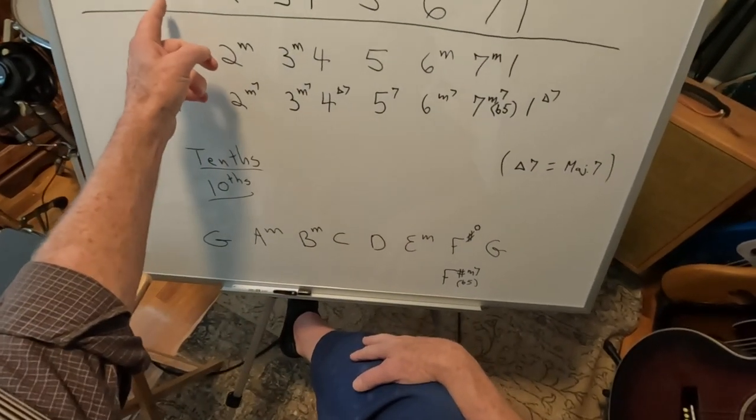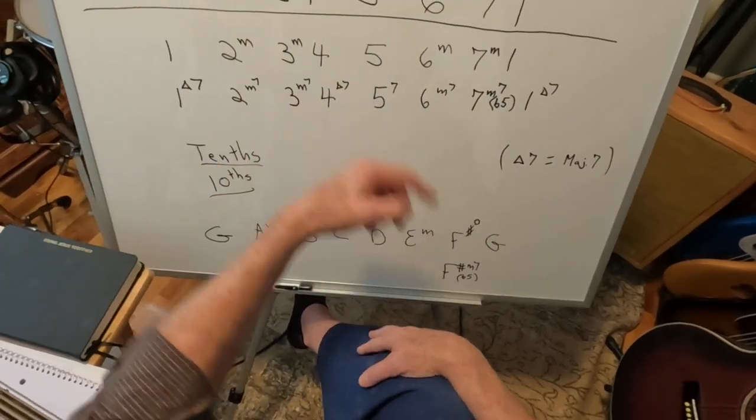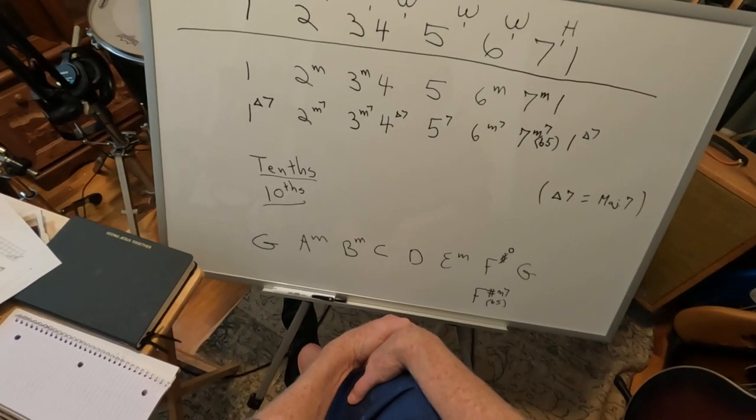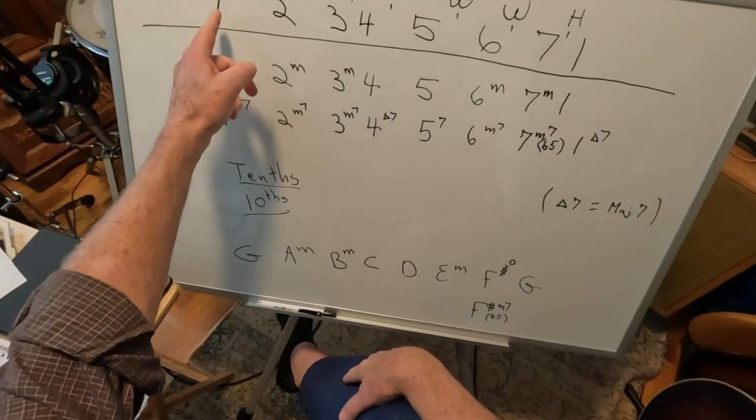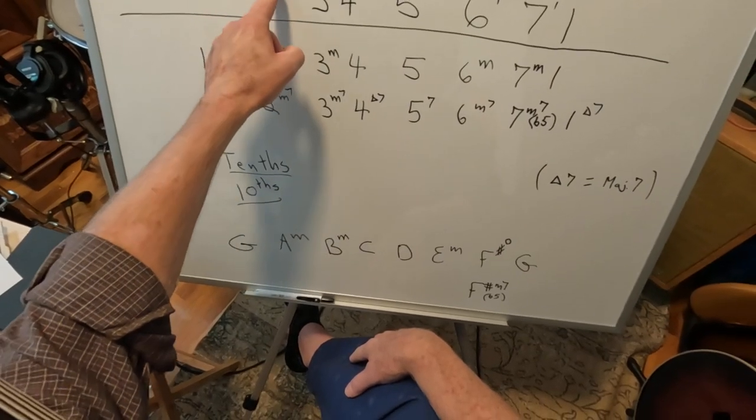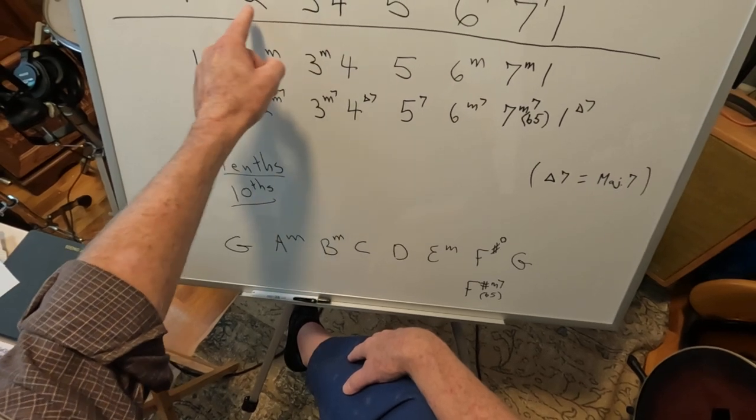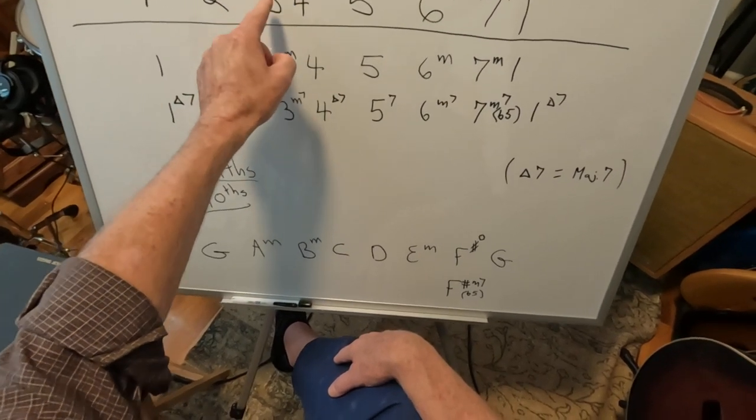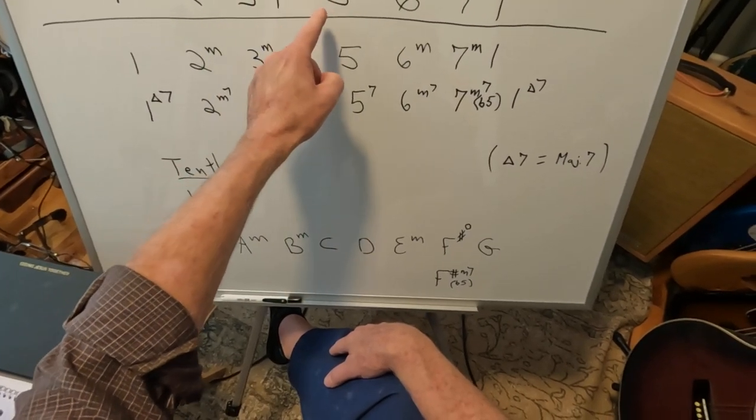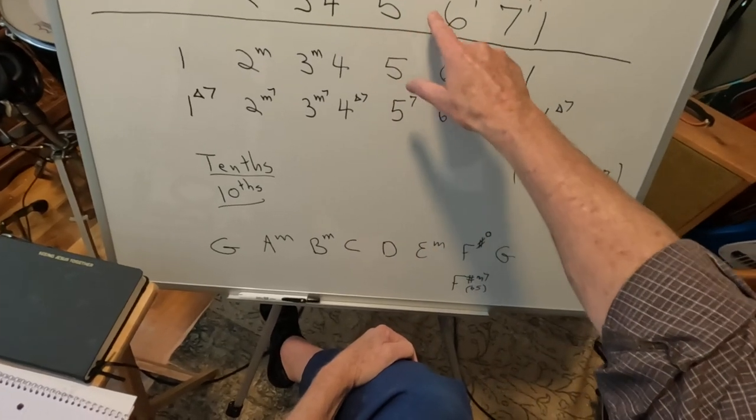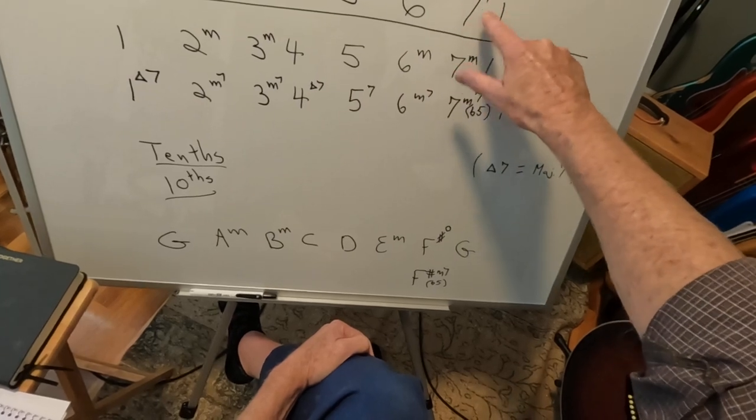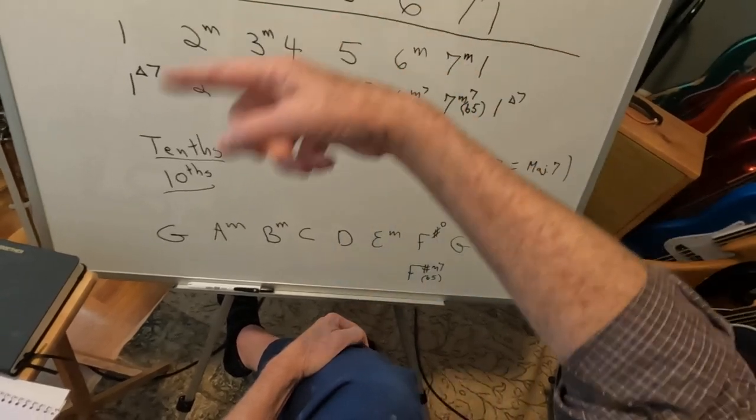And there's a specific construction of a major scale, which is well known, but we'll talk about it anyway. The formula for the major scale is there's a whole step between 1 and 2. There's a whole step between 2 and 3. There's a half step between 3 and 4. There's a whole step between 4 and 5. There's a whole step between 5 and 6. A whole step between 6 and 7. And finally, a half step between 7 and back to the 1.